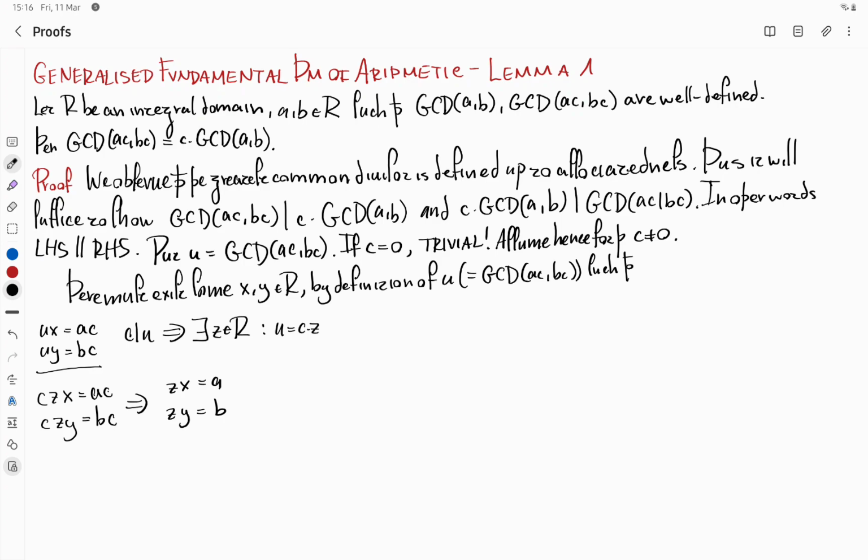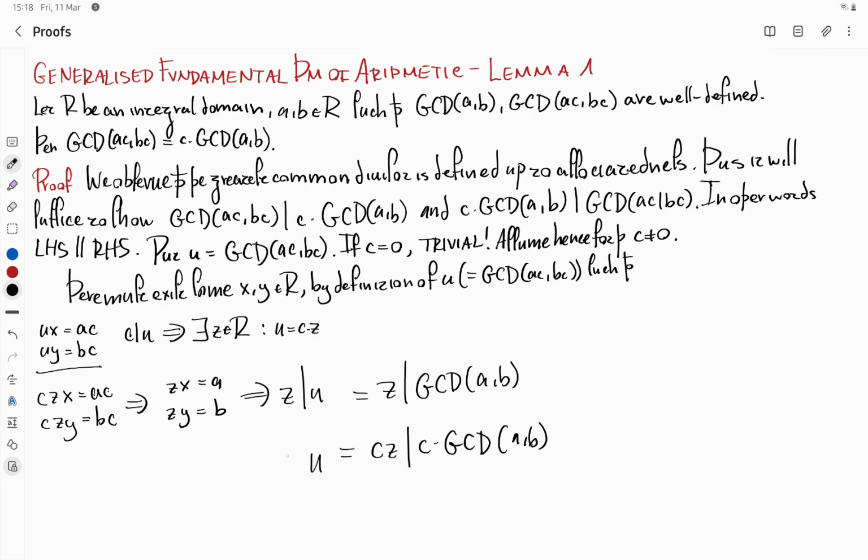So if we have some common divisor of both of these, it must also divide the greatest common divisor, because it doesn't divide the two different other factors. So we have that z divides the GCD. We multiply both sides by c, so we have c times z equal to c times the greatest common divisor of a, b. But the left-hand side is equal to u, and thus the greatest common divisor of ac, bc. Which concludes the first part of the proof.